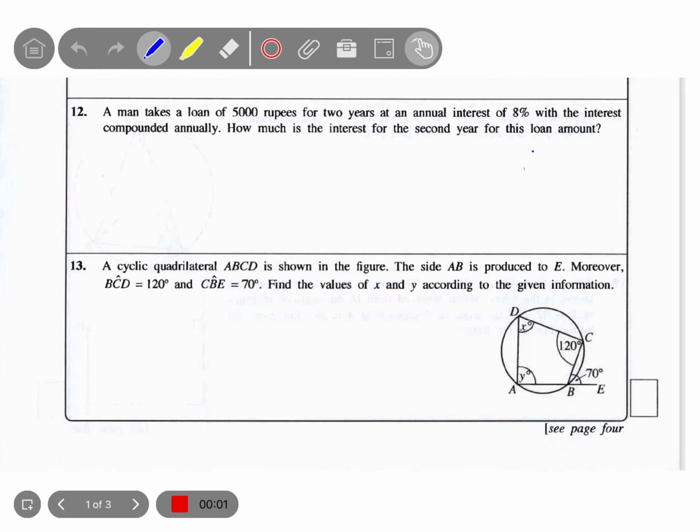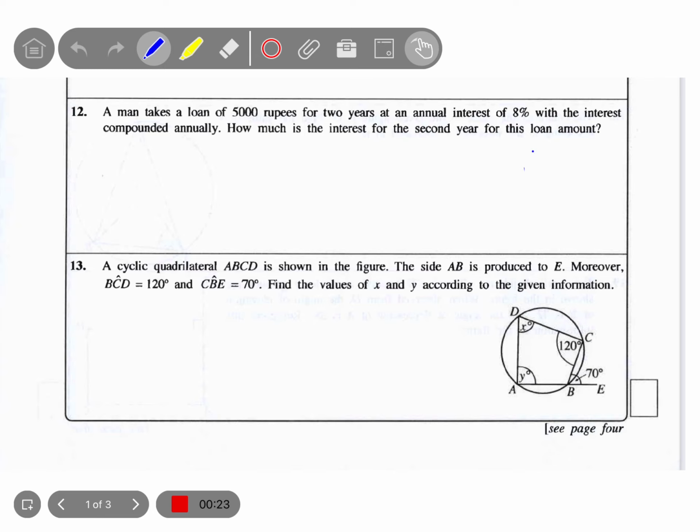Next question, question number 12. A man takes a loan of 5,000 rupees for 2 years at an annual interest of 8% with the interest compounded annually. This is compound interest. How much is the interest for the second year for this loan?